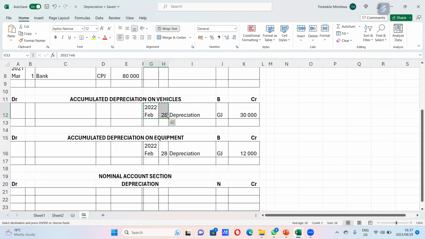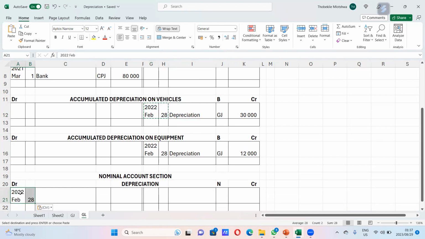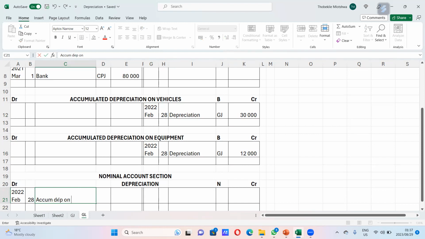So the date is the same. Then expense, remember, it's a nominal account section. But here the contra account will be accumulated depreciation on vehicles. Never write shorthand, only I can, you can't. Write the full word vehicles. So this will be GJ and this will be 30,000. And then the next one underneath will be accumulated depreciation on equipment, and that will be GJ, and that will be 12,000.